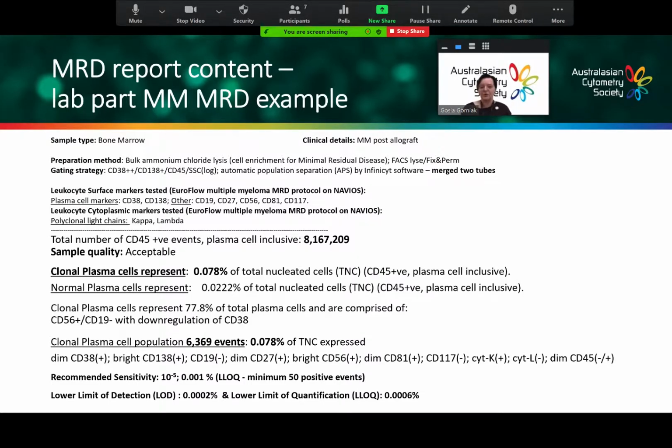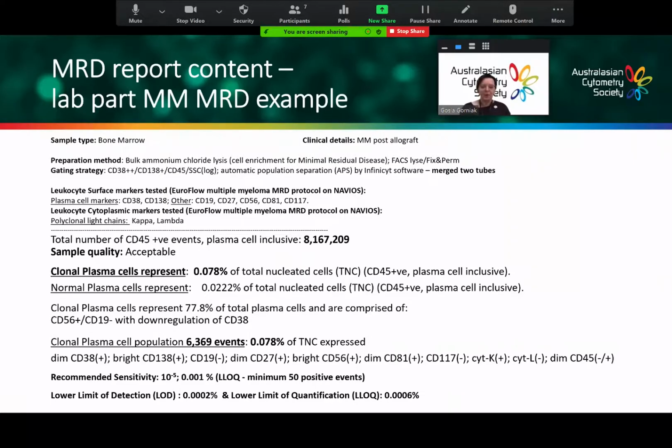So you use the Bethesda guidelines for description of phenotype as it is different from your normal plasma cells. So when it says DIM CD38, it means DIM as compared to your normal plasma cells, not just DIM in general terms. So when we report, it's DIM compared to normal plasma cells, bright as compared to the normal plasma cells, because one must stress that CD56 can be present on normal cells as well.